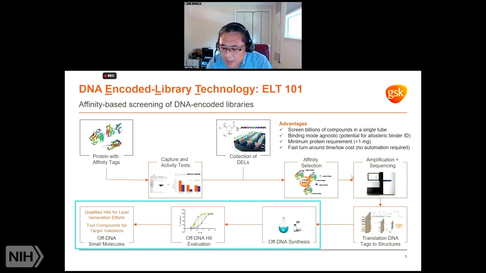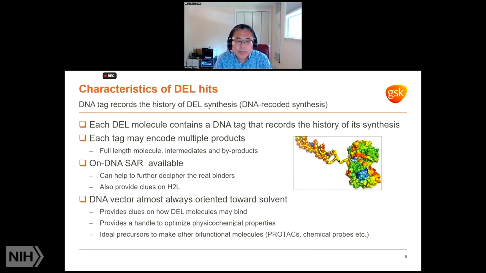And after that, the on-DNA hits were synthesized off DNA and evaluated in the relevant biochemical and cell assays to generate qualified hits. So this part of the talk is mostly focused on the last part of the DEL platform.